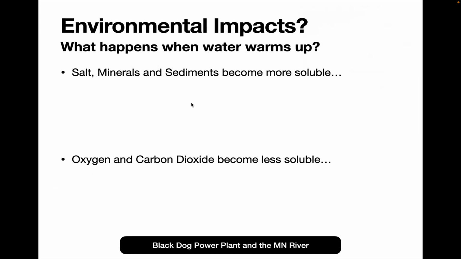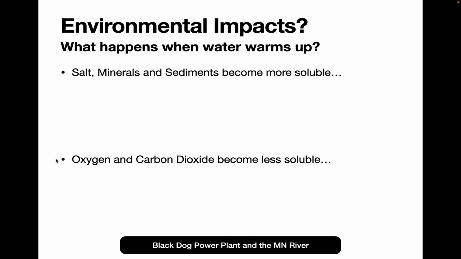So what are some environmental impacts from this? Okay, well, salts, minerals, and sediments, they become more soluble. Okay, so if you warm up water, we can get more minerals, more sediments, more fertilizer into our water, which then creates a different type of plants that can grow there. It creates different amounts of salt that can be stored there. So literally the temperature of the water can change what animals and what plants thrive or grow in certain areas.